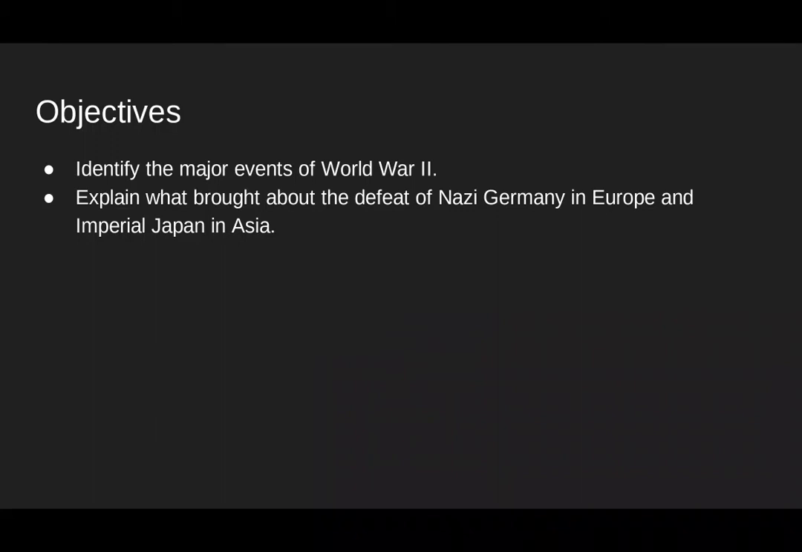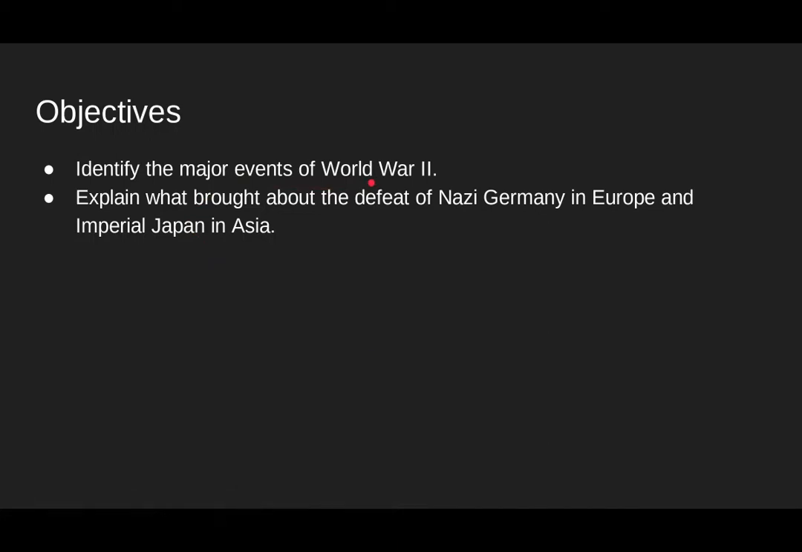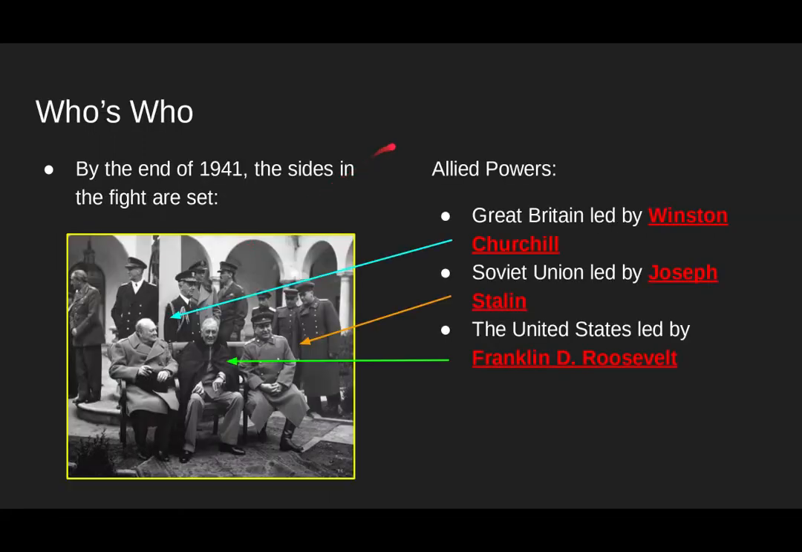And our objectives today, we want to identify the major events of World War II. We're continuing that. We're going to talk about, again, those events from 1942, really after the attack on Pearl Harbor, all the way up through the end of the war with the surrender of Italy, Germany, and Japan. And then talk a little bit about what brings about the defeat of Nazi Germany in Europe and Imperial Japan in Asia.